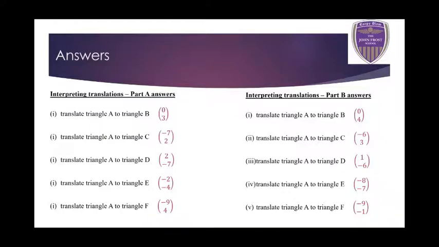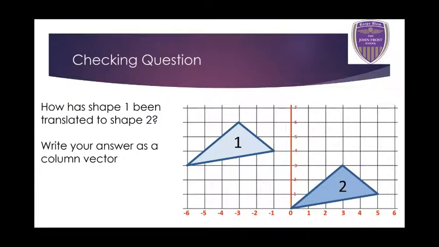So let's move on to the checking question now. So we want to find out, how has shape 1 been translated to shape 2? And we want to write our answer as a column vector, okay? So pause the video, and I want you to write down how we've translated shape 1 to shape 2 using column vectors, okay? Best of luck.